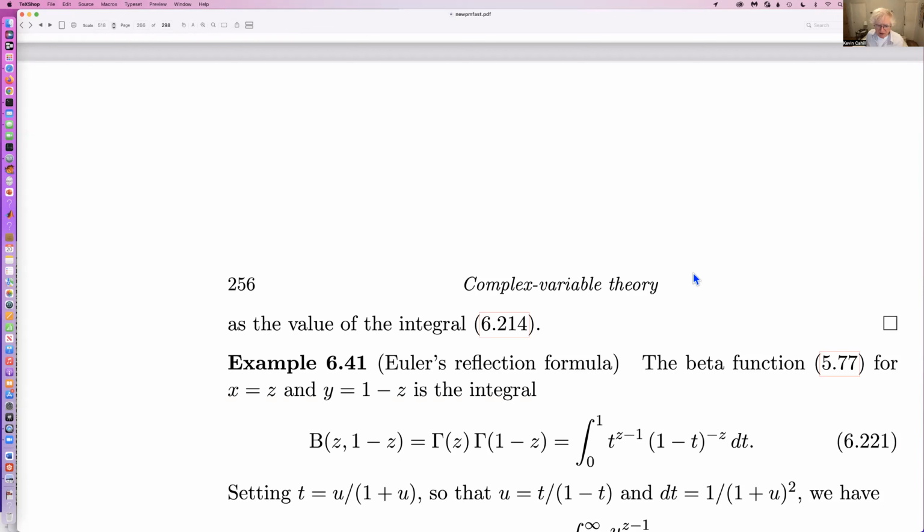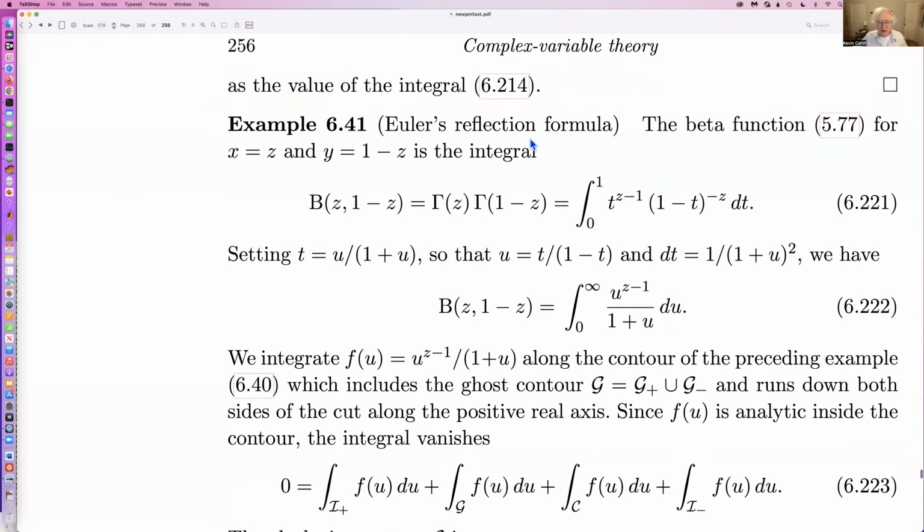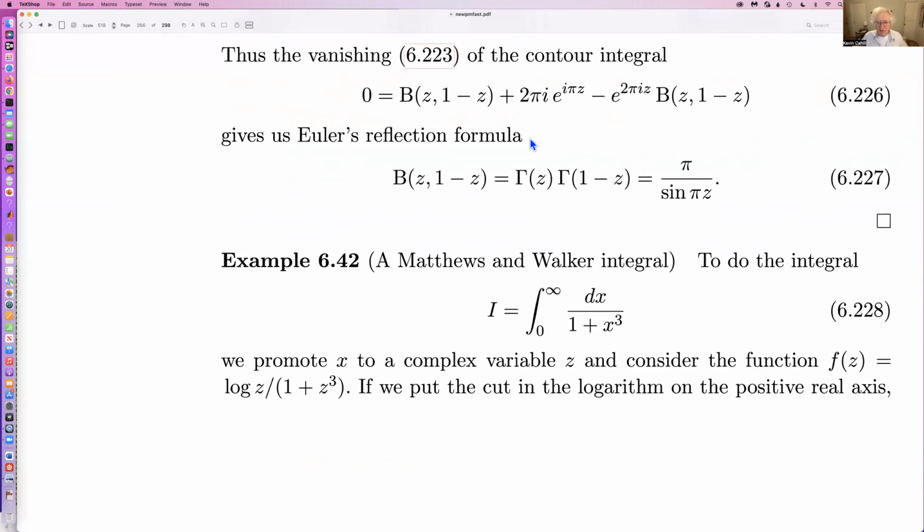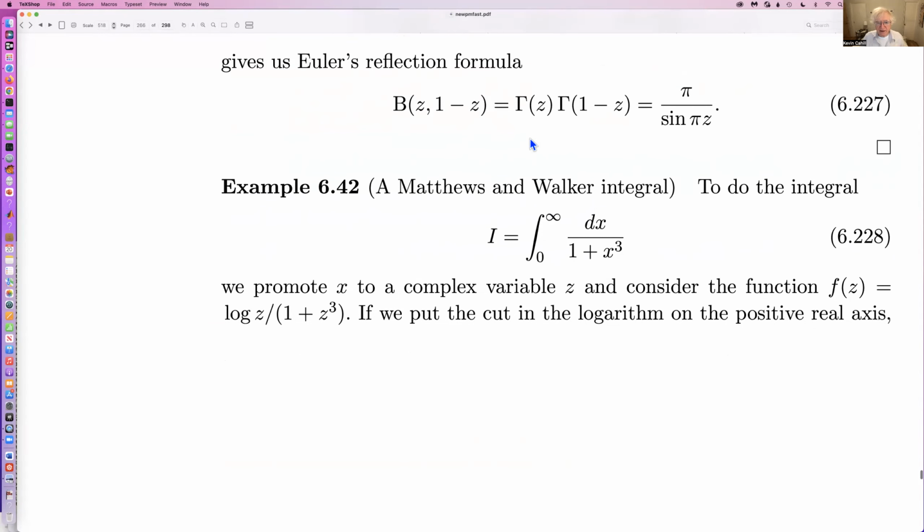Well, that was somewhat of a mouthful. There's Euler's reflection formula. Maybe I should skip that.